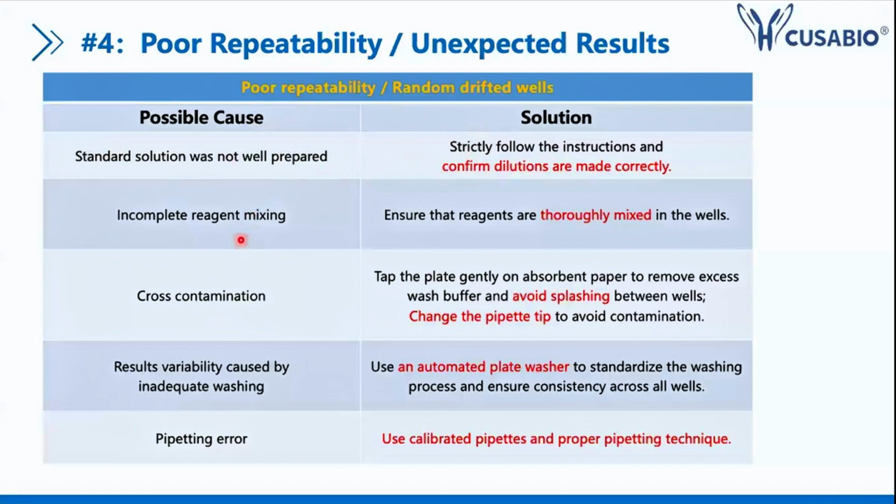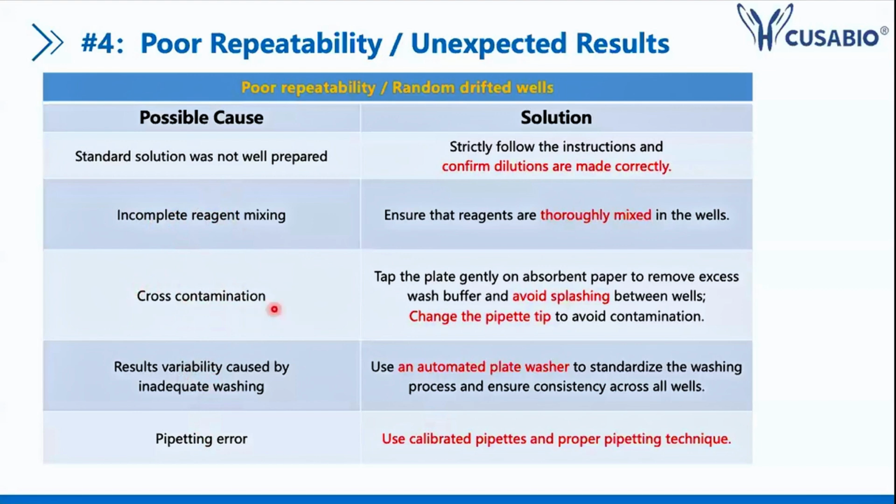Next, I recommend considering all the improper operations during the ELISA experiment. For example, did you mix your reagent completely? Do you have cross-contamination? Did you do enough washing? And did you have a pipette error? All of this I call improper operation.